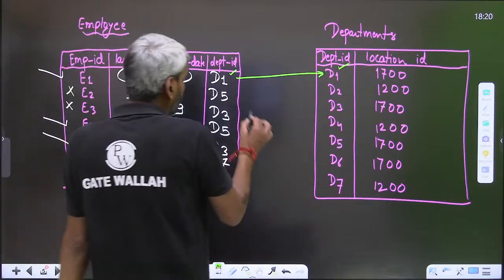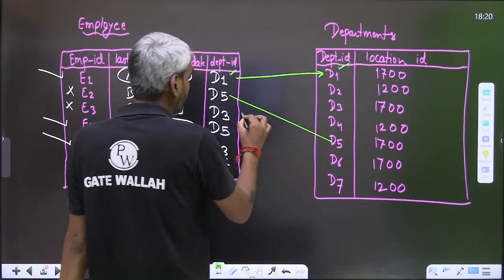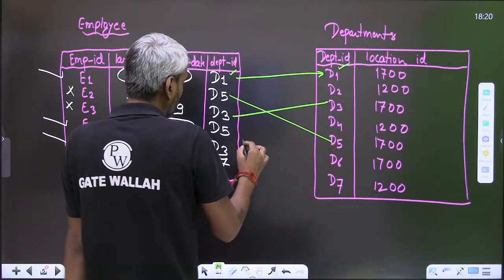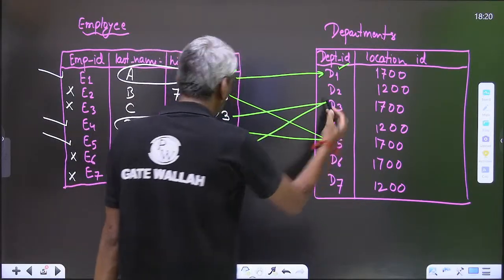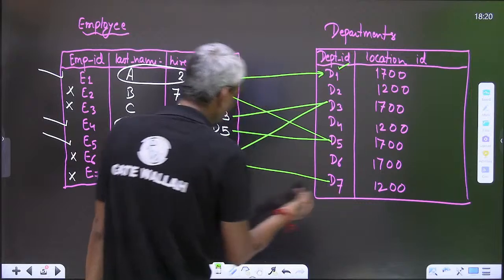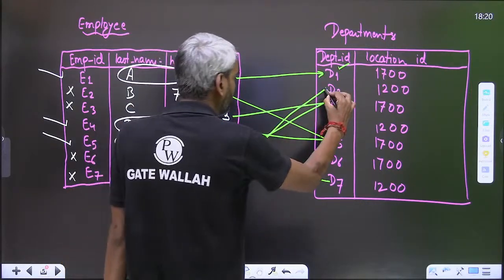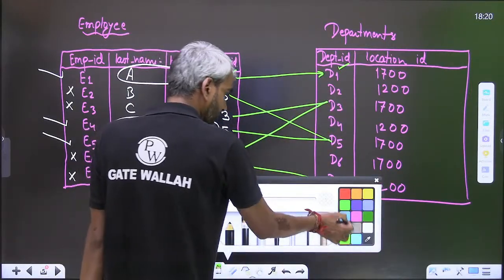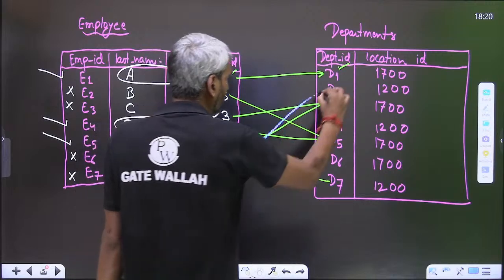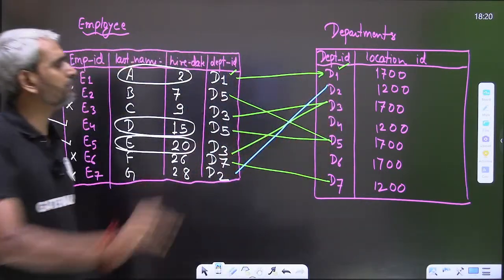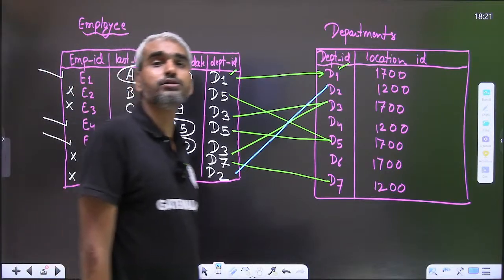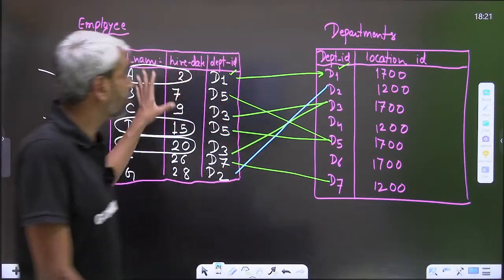So D5 will be combined with this, D3 will be combined with this, D5 will also combine with this, D3 will also be combined with this, D7 will be combined with this, and D2 will be combined with this. Let me use another color. D2 will be combined with this.